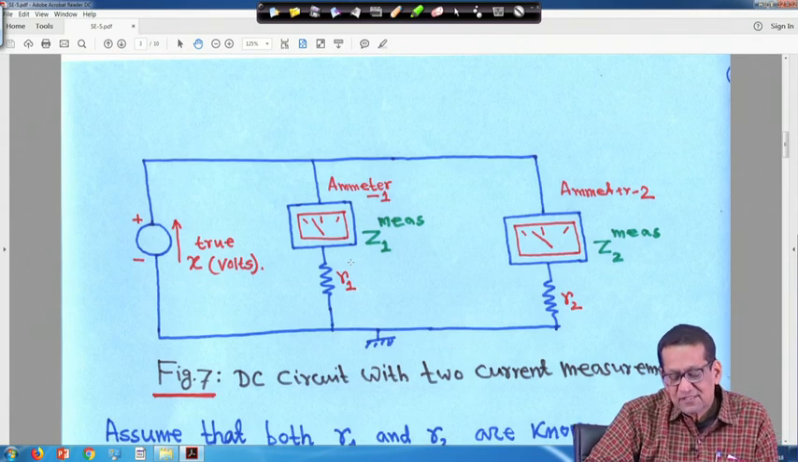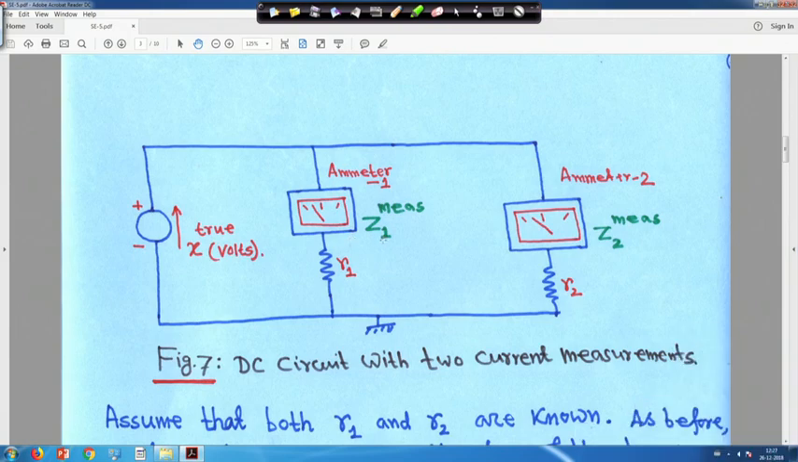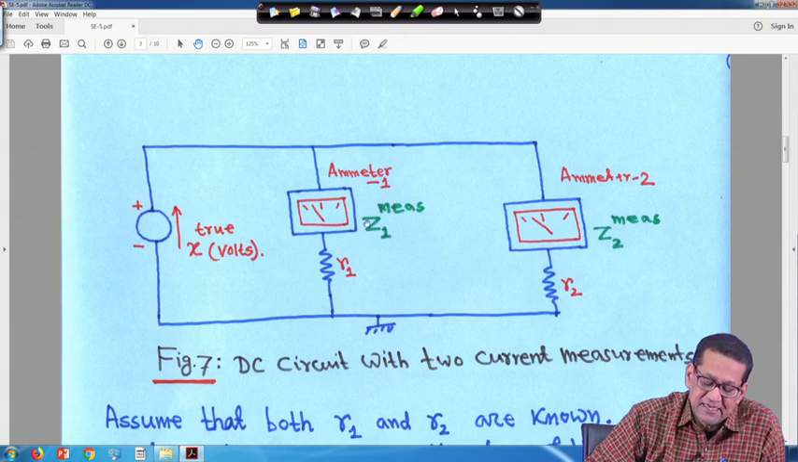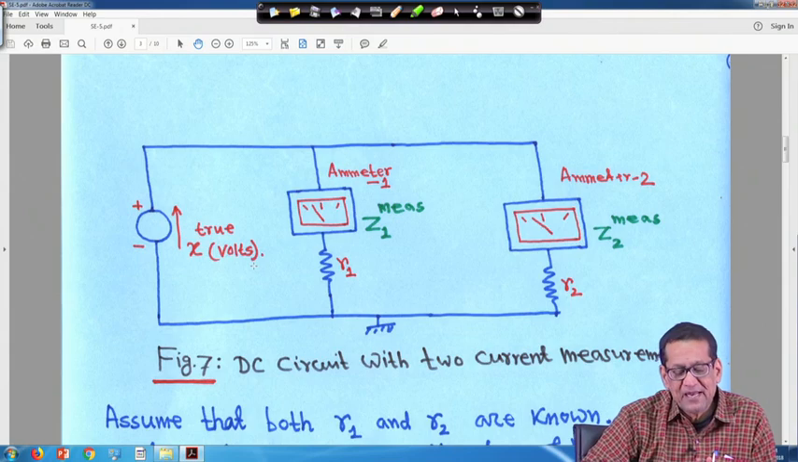Now, suppose we have 2 ammeters in parallel, with one resistance R1 here and one resistance R2 here. The current measured by ammeter 1 is Z1 measure, and the current measured by ammeter 2 is Z2 measure. This is the true value of the voltage, that is V, which we have to estimate. This ammeter has standard deviation sigma 1, and this ammeter has standard deviation sigma 2. The error for this ammeter is zeta 1, and for this one it is zeta 2.